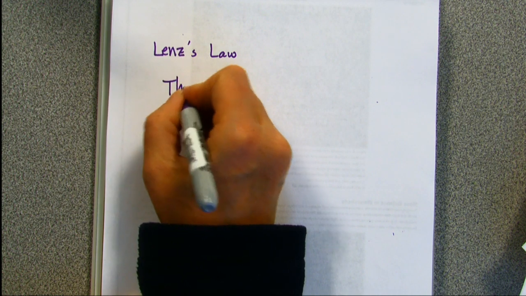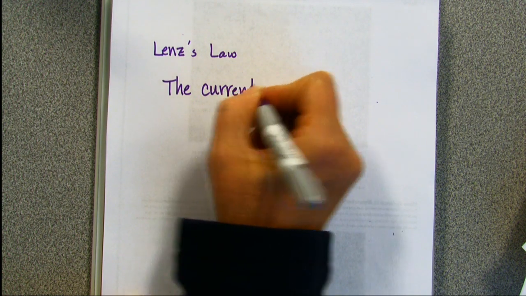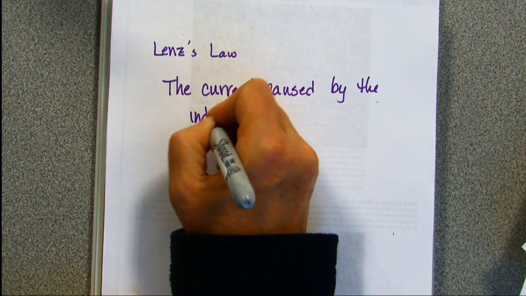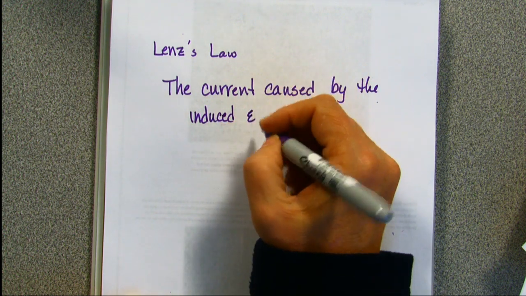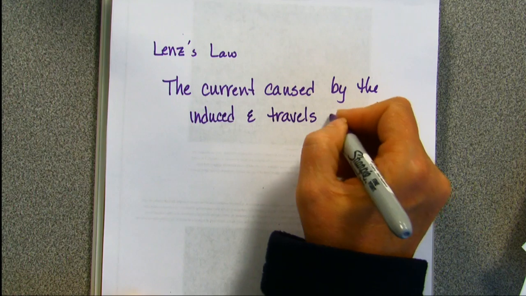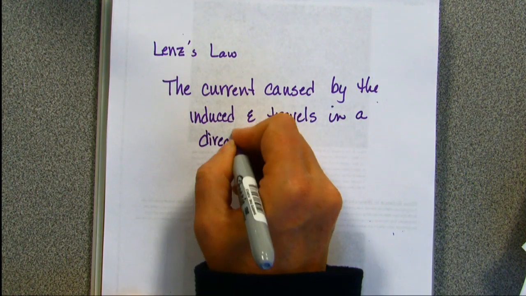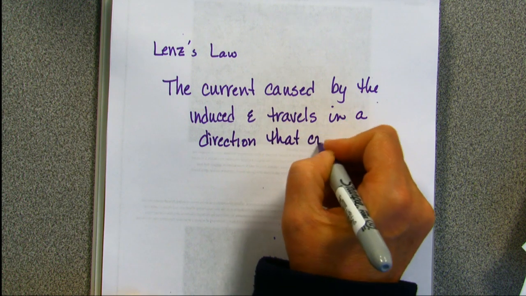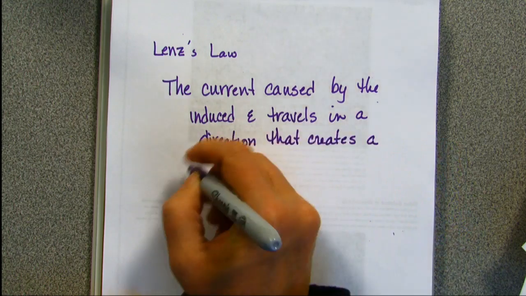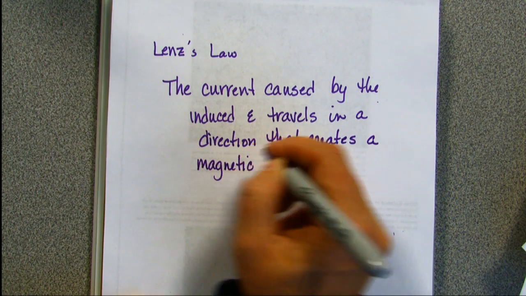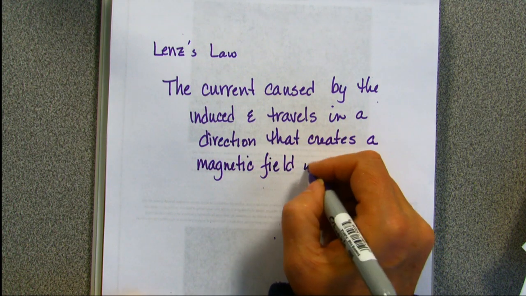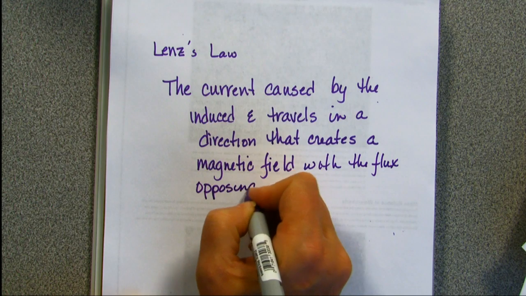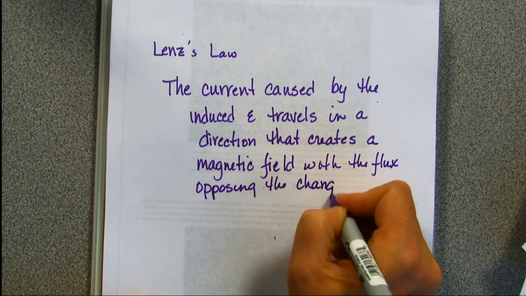And it says that the current caused by the induced EMF travels in a direction that creates a magnetic field with the flux opposing the change in the original flux.